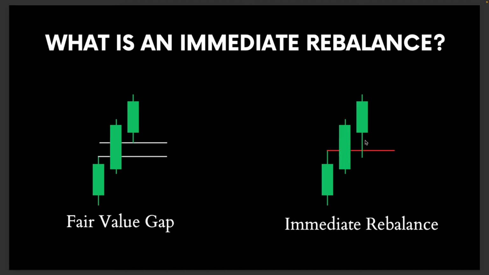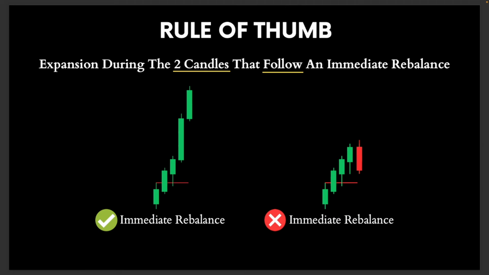There's no inefficiency. There's no imbalance that price would need to return to, like the imbalance we have on our traditional fair value gap. So the important rule of thumb with immediate rebalances is that we want to see expansion during the 2 candles that follow the immediate rebalance.